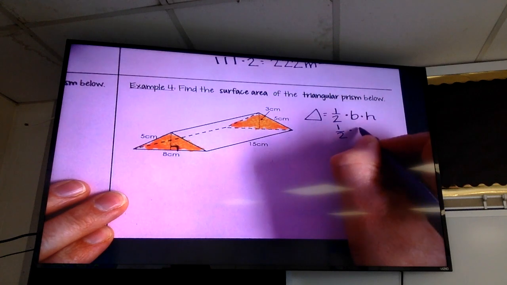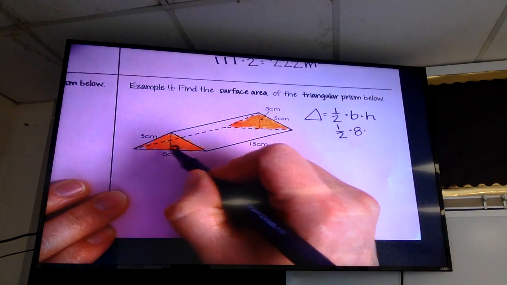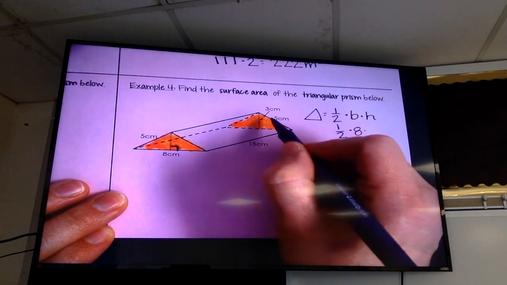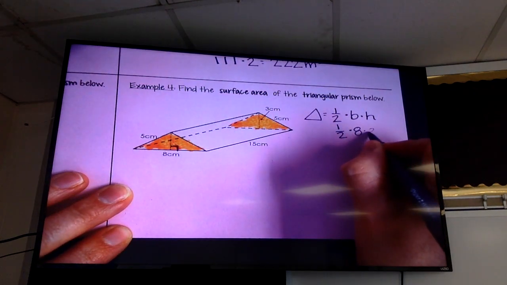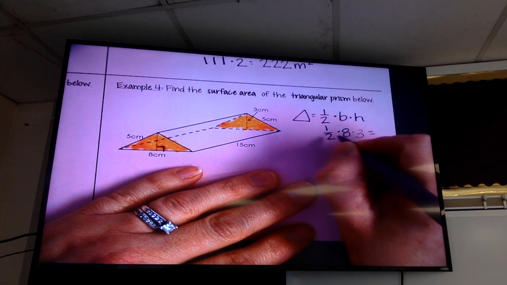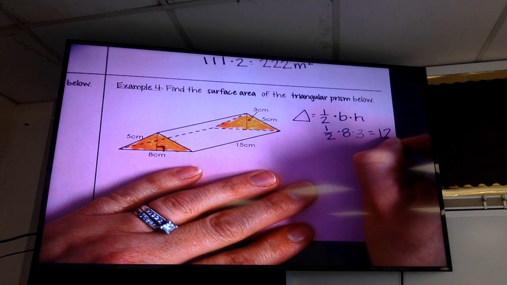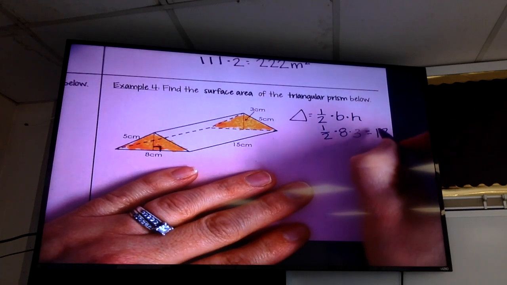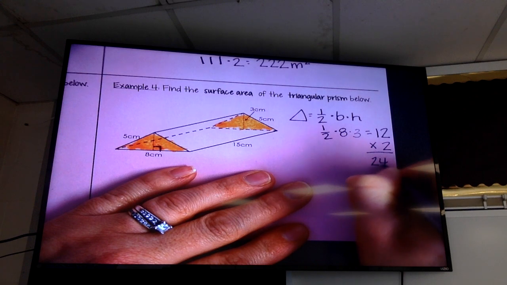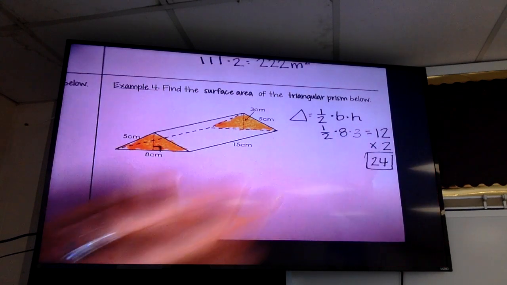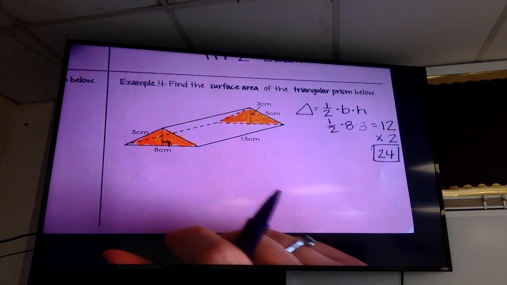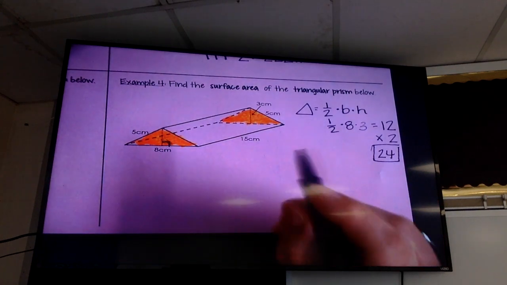So I have a base of 8, and my height or altitude, that's that little dotted line, but I don't see a measure for it. But if I look over here, there's a measure for it. I know it's 3. So I know one triangle would be worth, let's see, half of 8 is 4, and 4 times 3 is 12. But there's not one triangle, there's 2 identical triangles. So I'm going to multiply it by 2 and get 24. Okay? I'm going to come back to that number, remember. Now there's 3 rectangular faces.